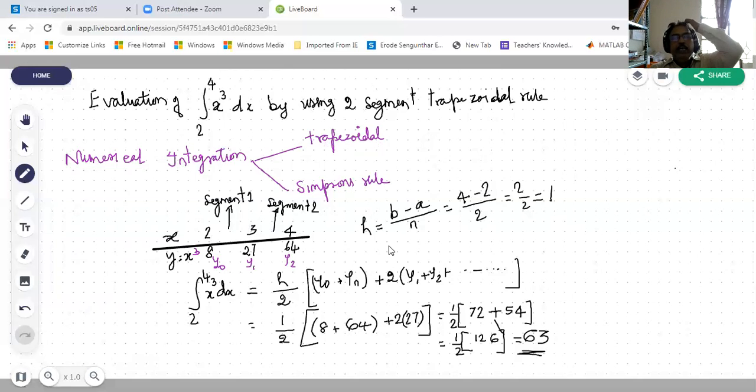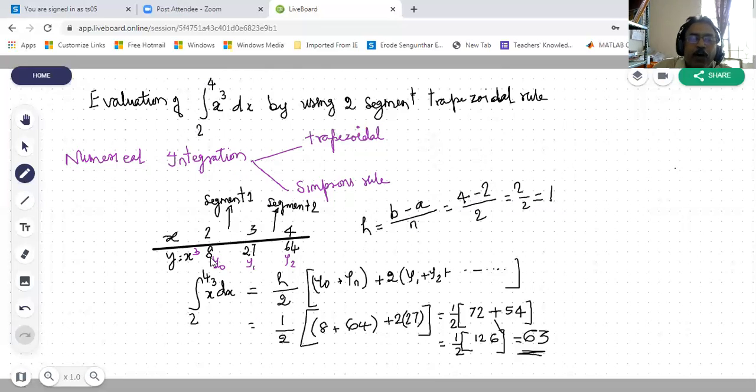What is h? H is equal to b minus a by n, the length of the segment or the strip. If you minimize the strip, you maximize the accuracy. Here we need only two strips, that is two segment. So what is the upper limit here? It is 4. Lower limit is 2. And how many strips do you need? n is 2. So 4 minus 2 by 2, it is 2 by 2 is equal to 1. H is equal to 1.